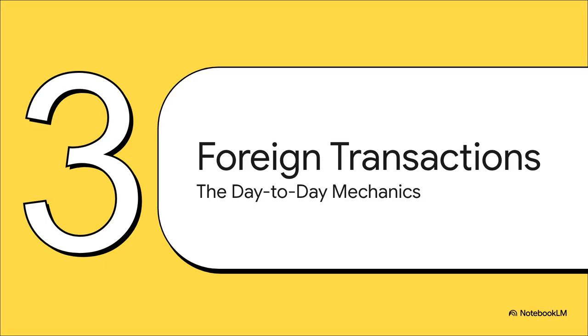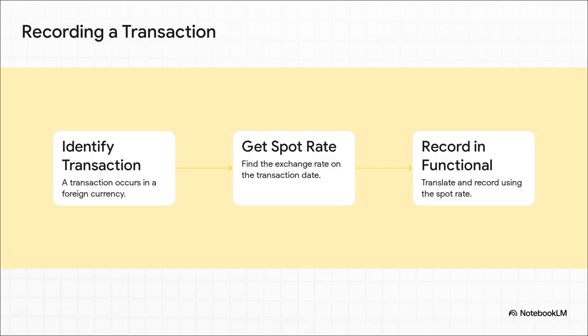So once you've nailed down your home currency, what's next? Well, now you have to figure out how to handle all the transactions that happen in other currencies. Let's get into the nitty-gritty, the day-to-day mechanics. The initial process is actually pretty straightforward. Let's say your functional currency is the US dollar, and you make a sale for 100 euros. Simple. On the day you make that sale, you look up the euro to dollar exchange rate, we call that the spot rate, and boom, you immediately record that sale in your books in US dollars. Simple as that. Every single foreign transaction gets translated the moment it happens.